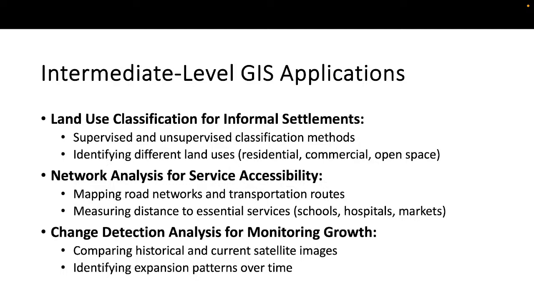You can also do change detection: how much informal settlement has increased, how much formal settlement has increased, and identify the expansion over a period of time, such as urban expansion or urban sprawl. So it is possible to use GIS for this type of work.